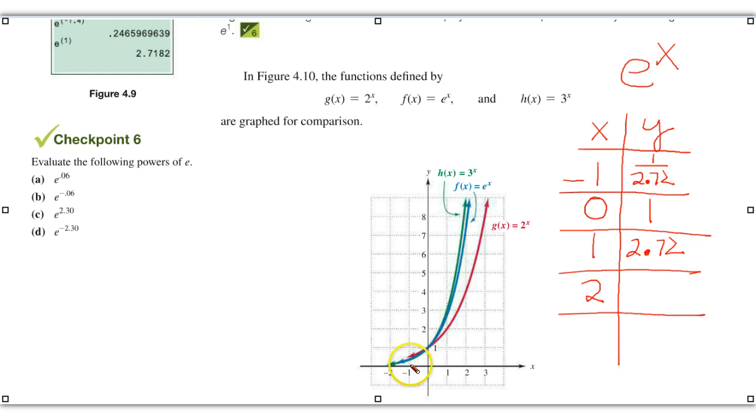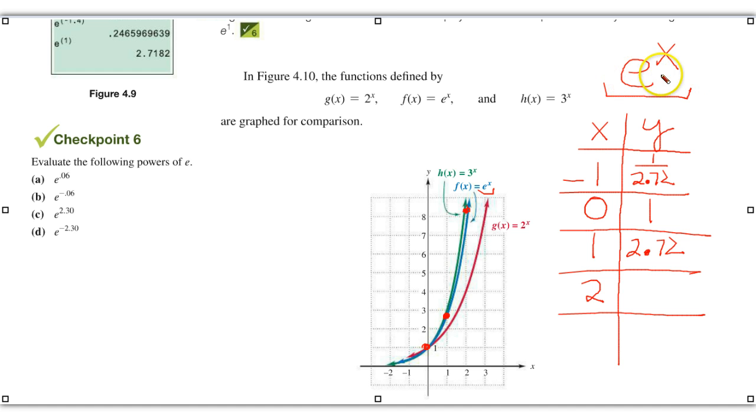So let's check it out here. We get some values down here. It's going to go through 1, and then it's going to go over 1 right there at about 2.78, right about there. So we see that's where e is, this blue line. And then as we go up to 2, it goes up there, around 8-ish.